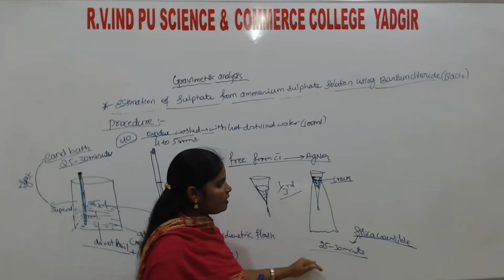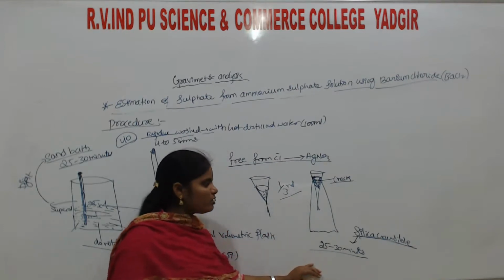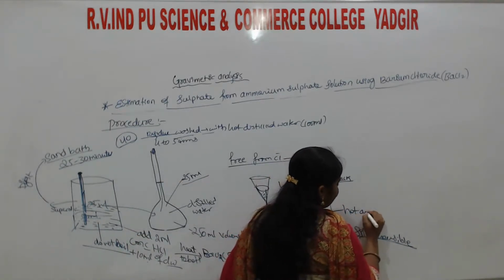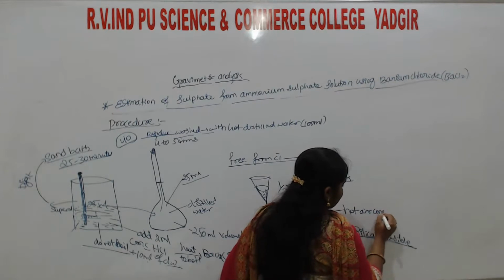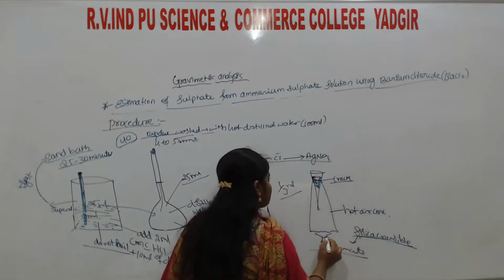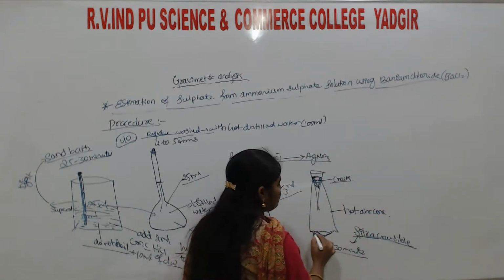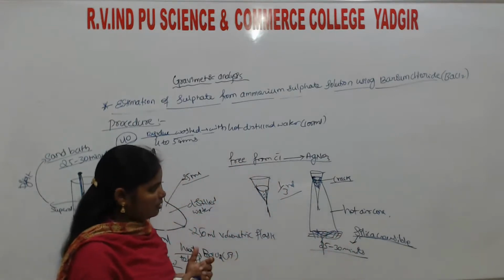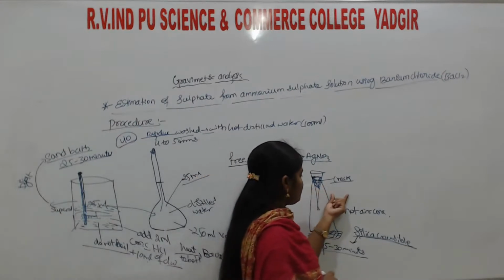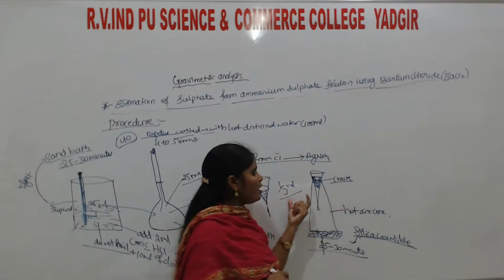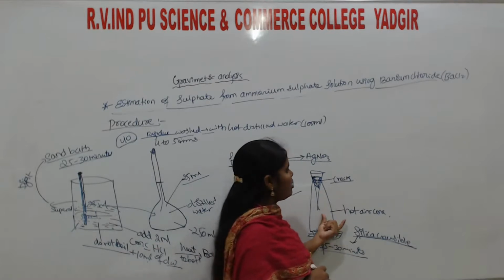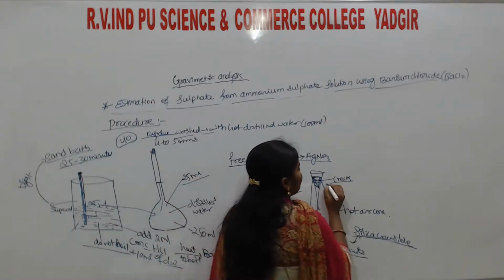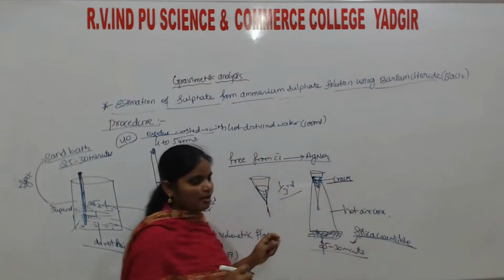You use hot air for this. This is known as a hot air oven. Here the funnel is present, and the residue is dried along with the filter paper in the hot air oven. When the residue is dried on the filter paper, it gets cracks.